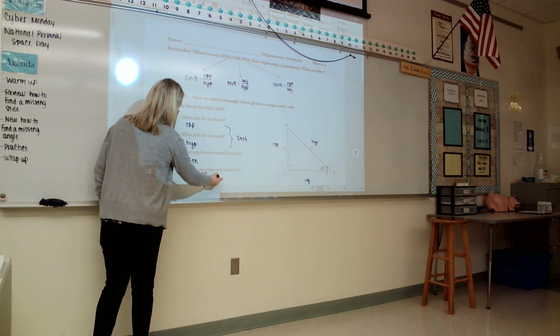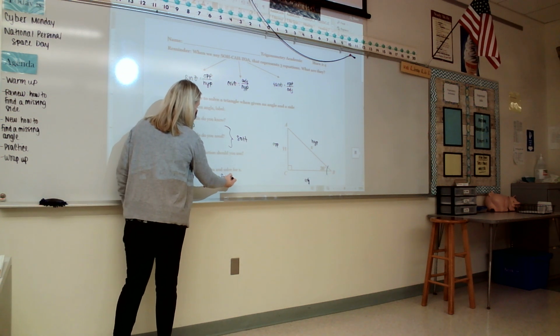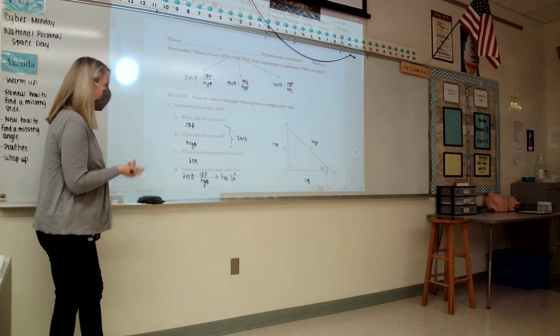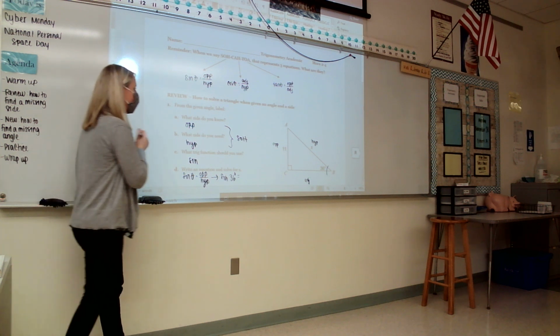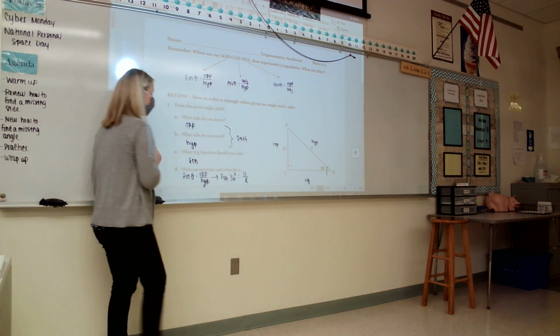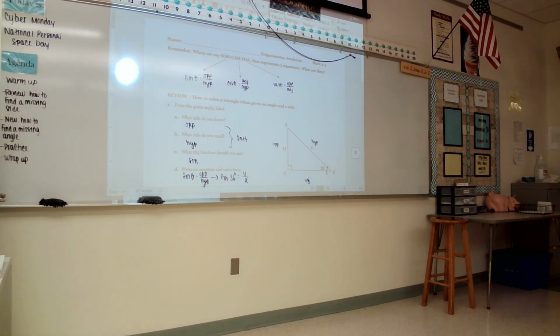So I'm just going to throw in what I know. Sine of my angle, 36 degrees, equals, once again, if everything's labeled, it makes life a little bit easier, opposite is 11, hypotenuse is x. All right, so that's not that bad, hopefully.